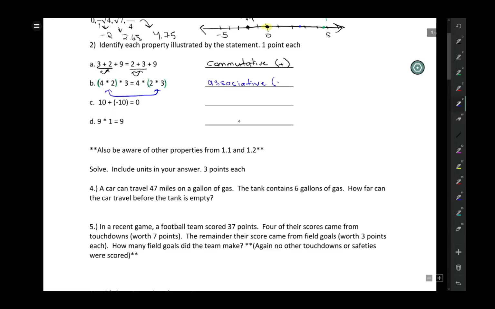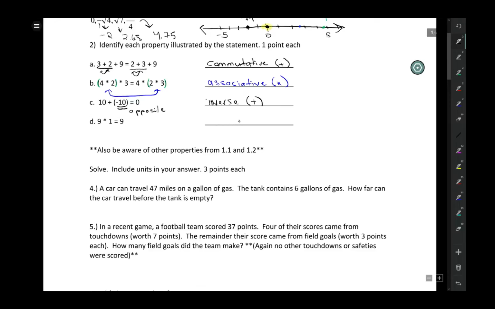And here we are multiplying. Anytime, again, you have opposites or reciprocals, so there's an opposite, 10. Also, you end up with different things on each side. This would be our inverse. And again, this would be of addition.